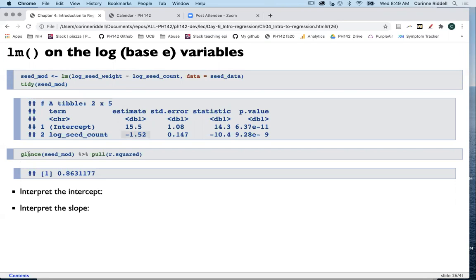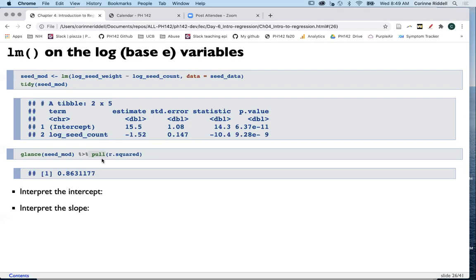We can also glance at the seed model, and then we haven't seen this function yet. We can pull the R squared. So remember when we used glance, it produced this small table, and we only looked at the first row, which was titled R squared. There were other rows in that. What pull does is it's a way to just extract the R squared value.